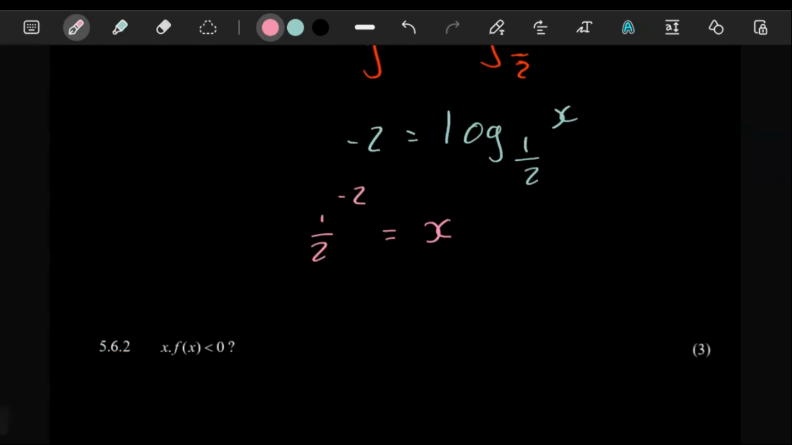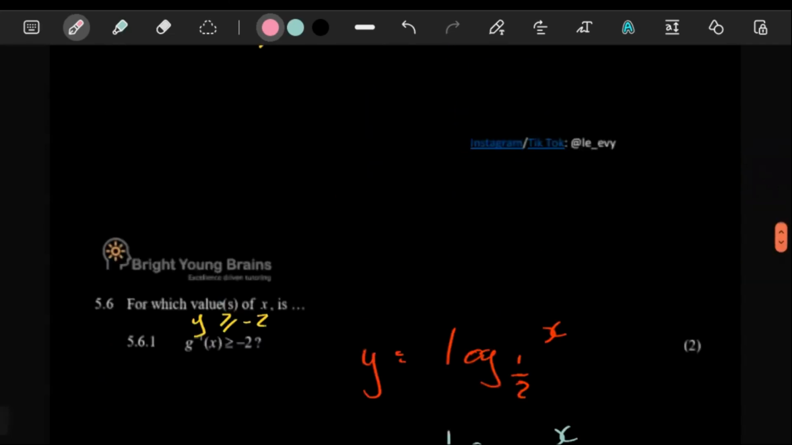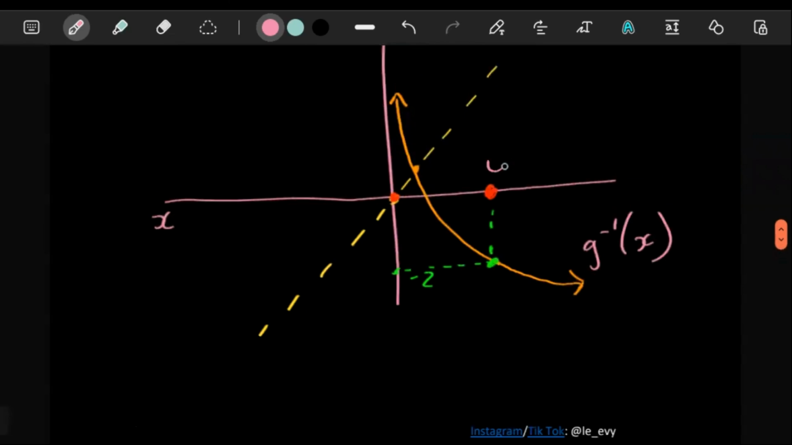It's going to give us 4. Is it going to give us a 4? Yes. So this x value here is a 4. What that means is the x value here is a 4. This is just a 0. So we know that the y values are above -2 from 0 until 4.